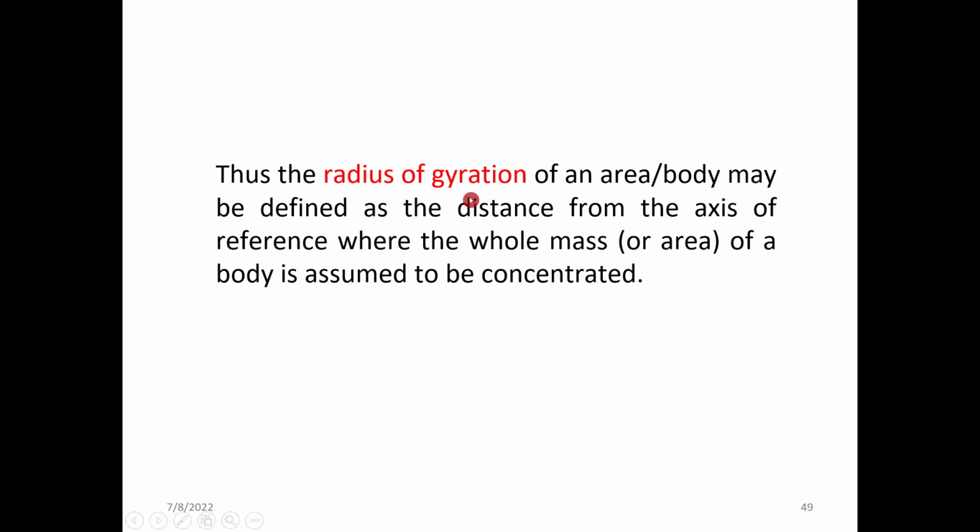Thus, the radius of gyration of an area or even a body may be defined as the distance from the axis of reference where all the mass or area of a body is assumed to be concentrated.